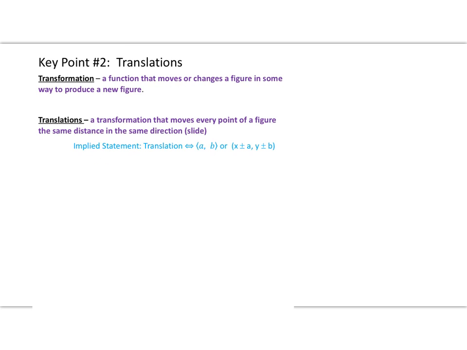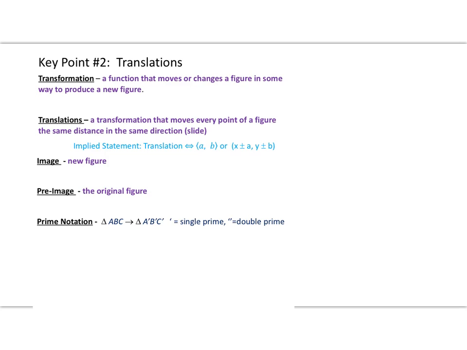Our translation implies our component form a, comma, b, or this coordinate form, which is x plus or minus a, comma, y plus or minus b. And we have our images, which are new figures, and pre-images, which are the original figures. And then we have prime notation. It's how we can indicate and distinguish the pre-image from the image. So this is super important.